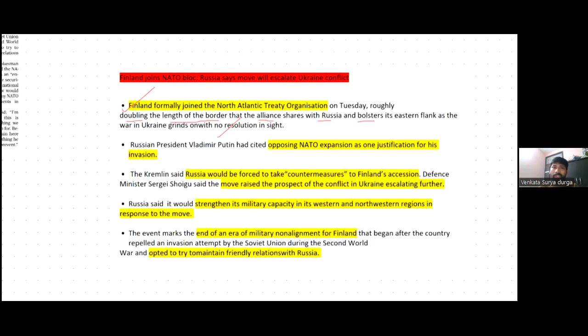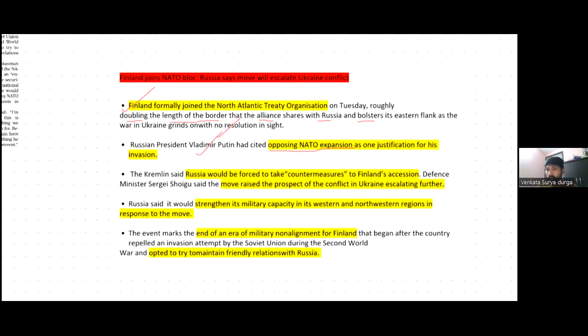Now, Russian President Vladimir Putin had cited opposition to NATO's expansionism. See, NATO has been expanding. Even though the purpose of NATO was to counter the Soviet Union, after the collapse of the Soviet Union in the 1990s, NATO further expanded. The erstwhile republics, which were part of the USSR, also became part of NATO.